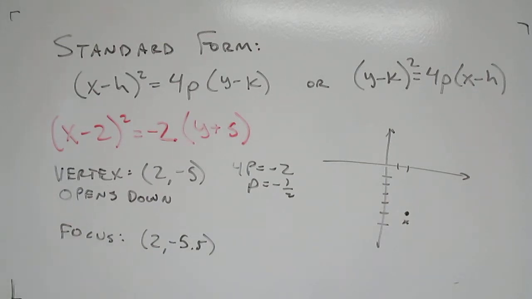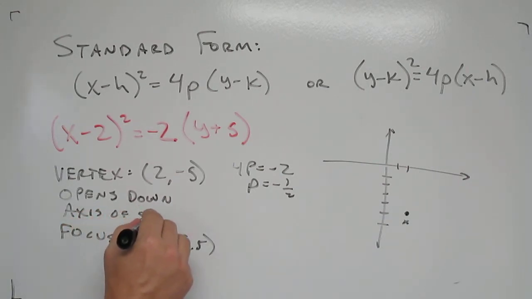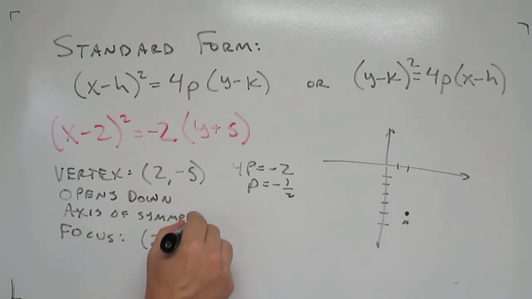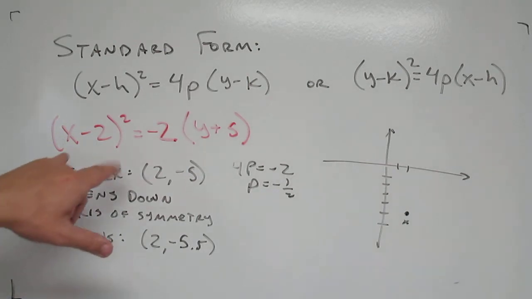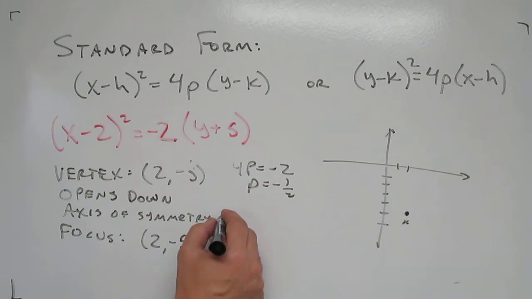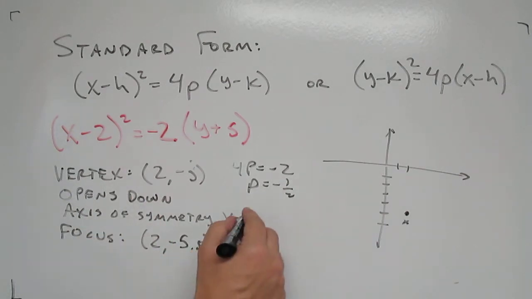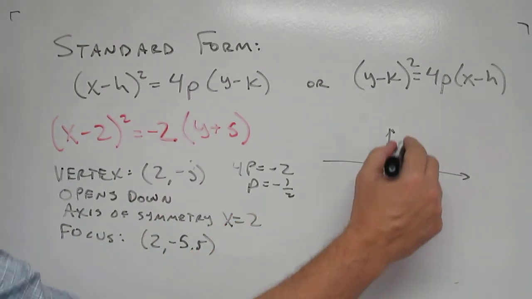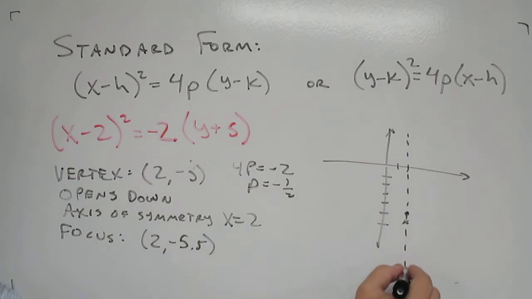I forgot the other thing I usually like to say, which is: what's the axis of symmetry? It's always going to be whichever variable is being squared. So in this case it's x squared, and it's going to be x equal to whatever the x coordinate of the vertex is. And it's also the x coordinate of the focus. So it's going to be x equals 2. So I have this axis of symmetry.